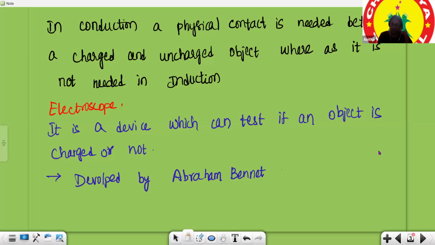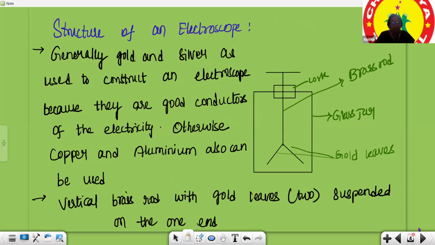Next, the electroscope. Why is an electroscope used? To test the presence of charge on any object. It was developed by the scientist Abraham Bennett. What is the structure of an electroscope? We have seen a glass jar and then a cork. Into the cork, a brass rod is inserted. At the bottom of the brass rod, two gold leaves are used. These gold leaves show repulsion, they show movement based on the charges.